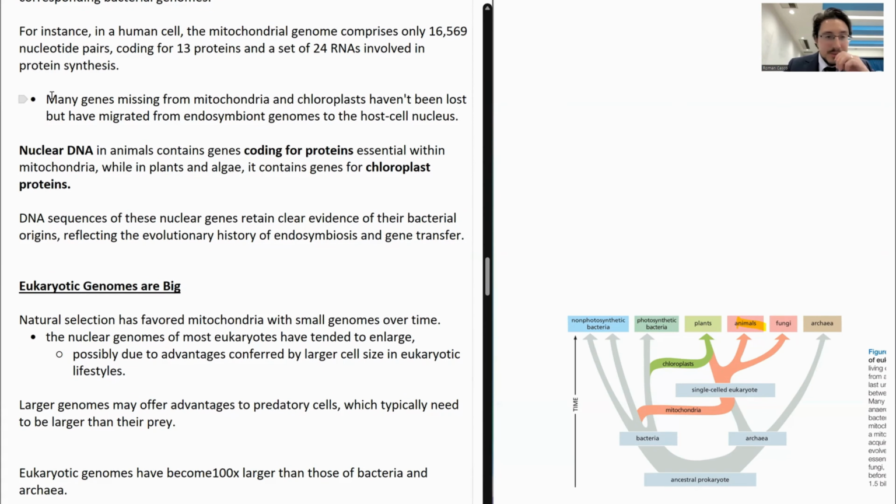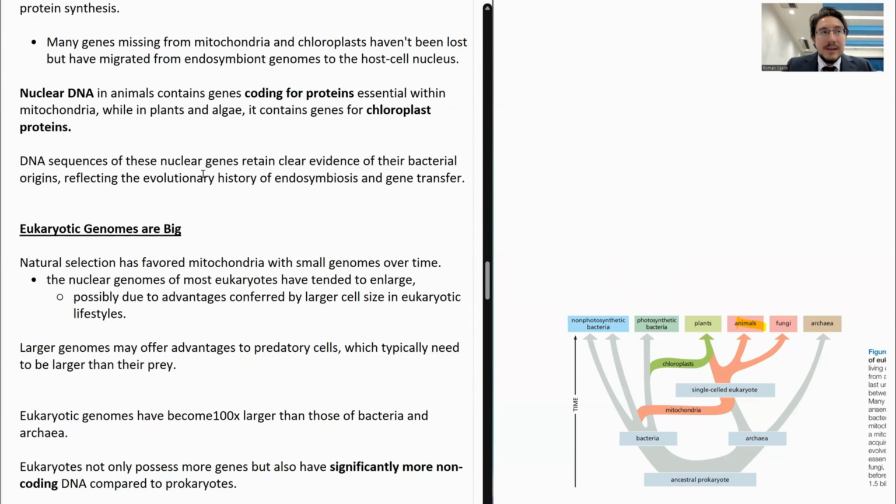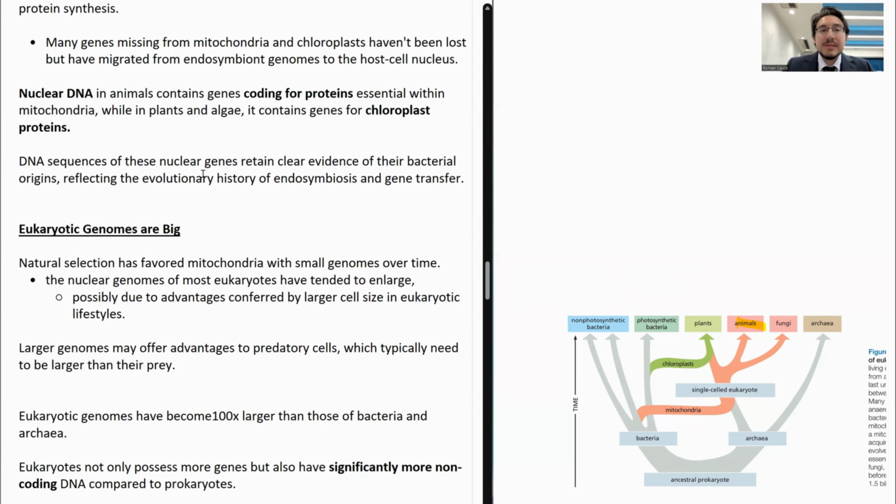If you take a look at some of the specifics within a human cell, the mitochondrial genome comprises only roughly 16,000 nucleotide pairs, which code for 13 proteins and a set of 24 RNAs involved in protein synthesis of just the mitochondrial genome. It doesn't necessarily mean that genes have completely disappeared, but they could have integrated into the host cell nucleus, into that larger nuclear genome.